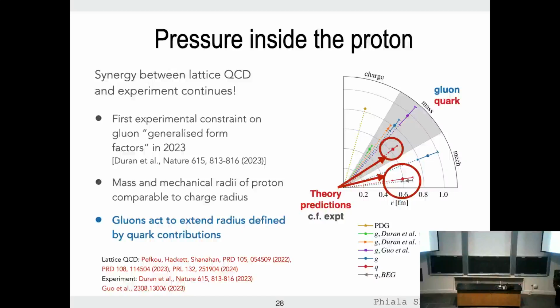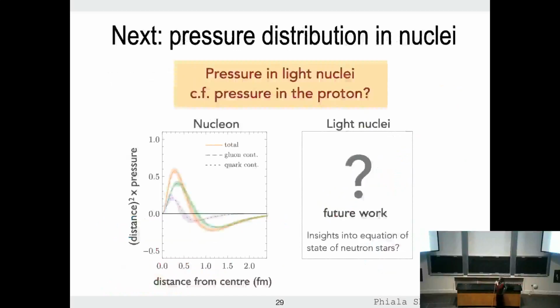This one here, where we're waiting on an upcoming experiment for the first measurement there. So actually, no matter how you define the radius, mass radius, mechanical radius, these are different versions of defining the same thing. The gluons seem to be extending the proton's radius, is the qualitative feature that we have learned. Okay, so I said I'm interested in the proton's radius, but we're going via a pressure distribution.